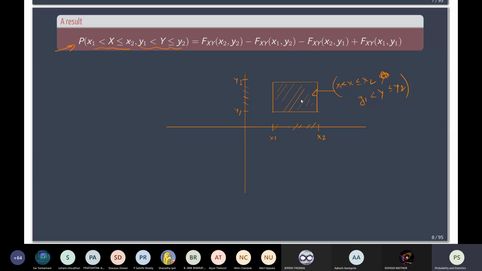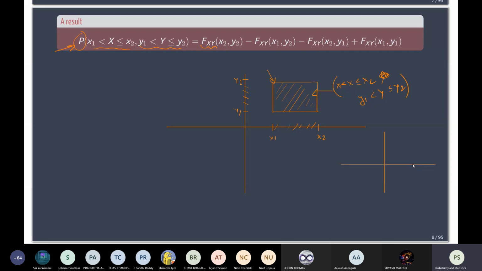Okay, so this is this box region here. And the question is, what is the probability of this box region? Given that someone has given you the CDF, which is F_XY, how can you compute probabilities in a box? Because now we are dealing with two variables, so we have the concept of a box.